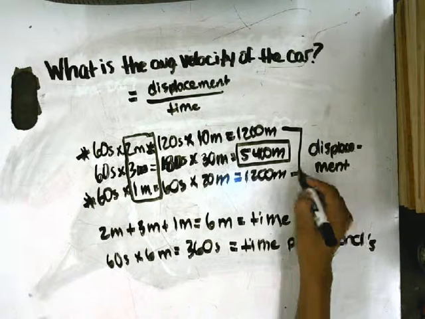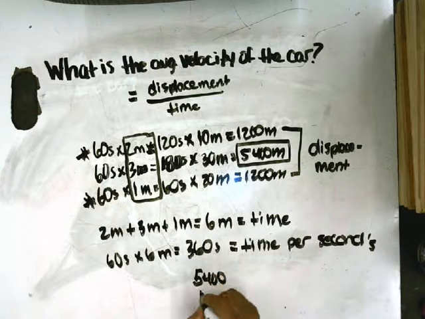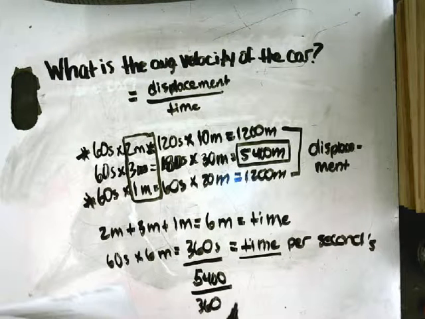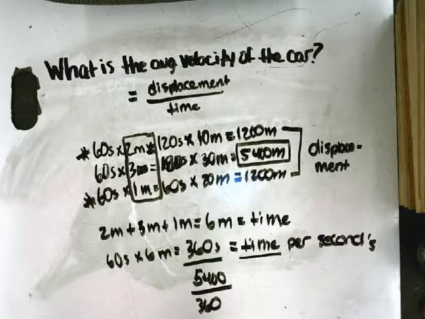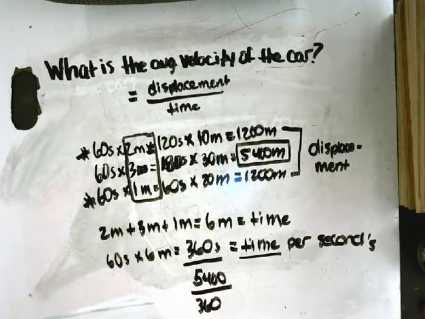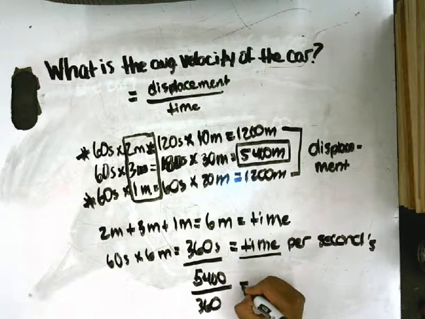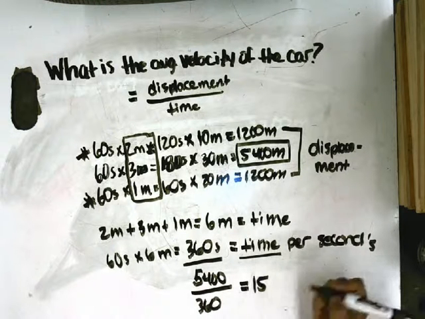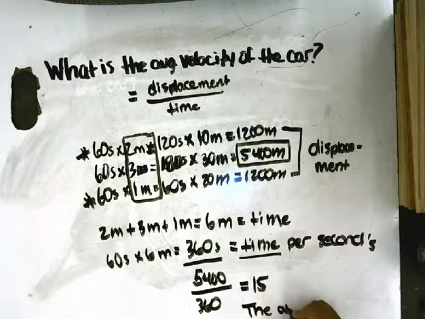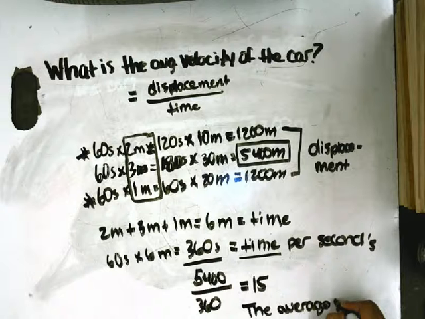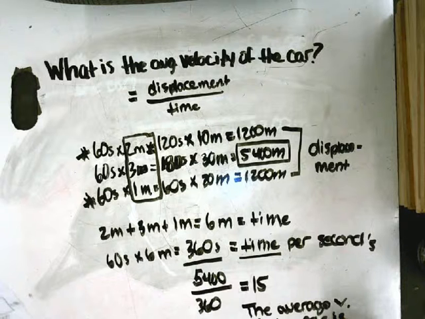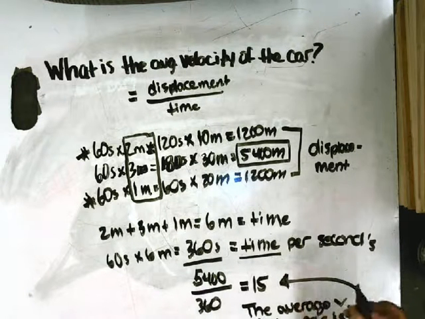Now you're going to take your displacement, which is 5,400, and divide that by the time, which is 360, which is going to be equal to 15. So the average velocity of the car is 15.